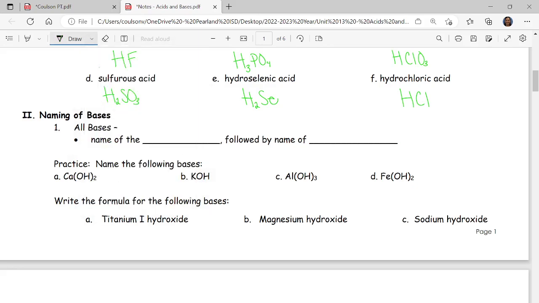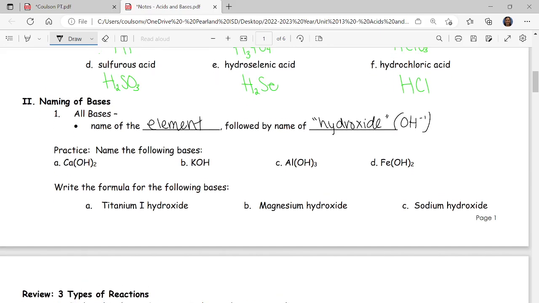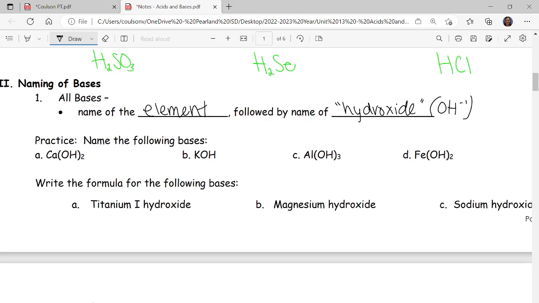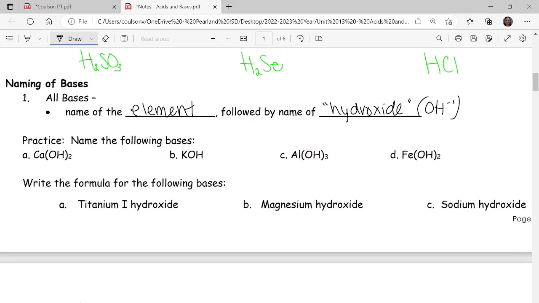So for all bases, you're going to first start by naming the element, followed by the name of hydroxide. That is your OH. So hydroxide comes second in the name because it's listed second because it's the anion. So if we practice by naming these bases, it should be really straightforward. We have named bases before, we just didn't call them bases.